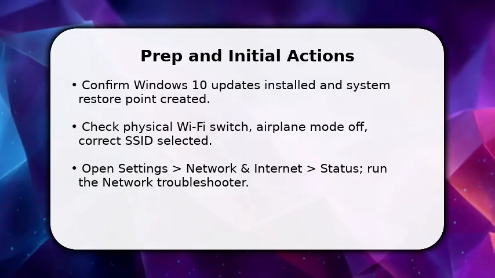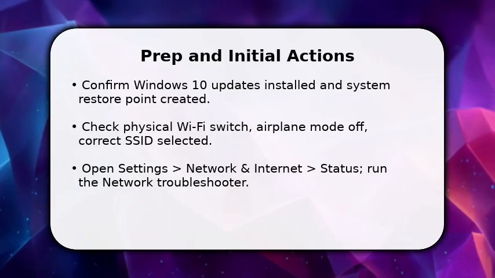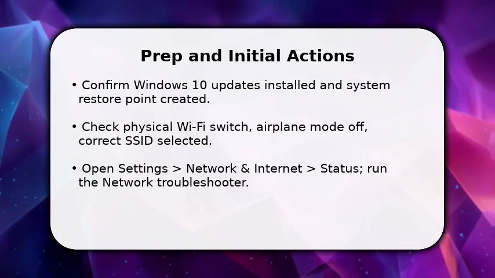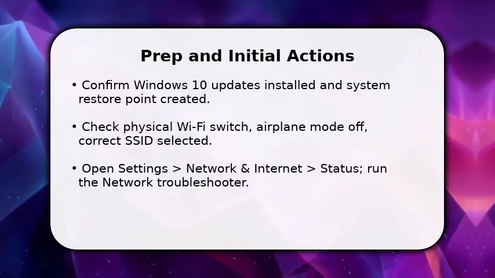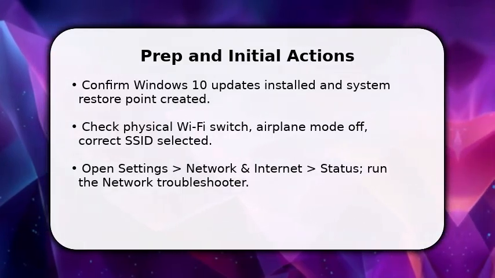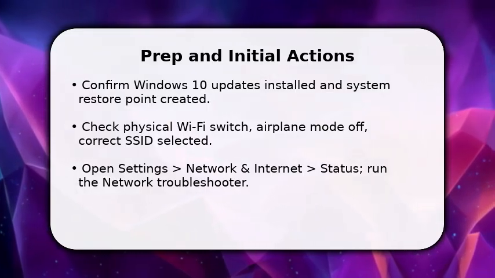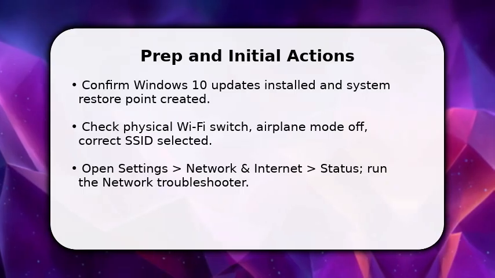You start by confirming two quick prerequisites. Windows updates are applied and you made a restore point so you can roll back if needed. Next, verify the hardware. Physical Wi-Fi switch on your laptop is enabled and airplane mode is off. Select the correct SSID to avoid captive portals.